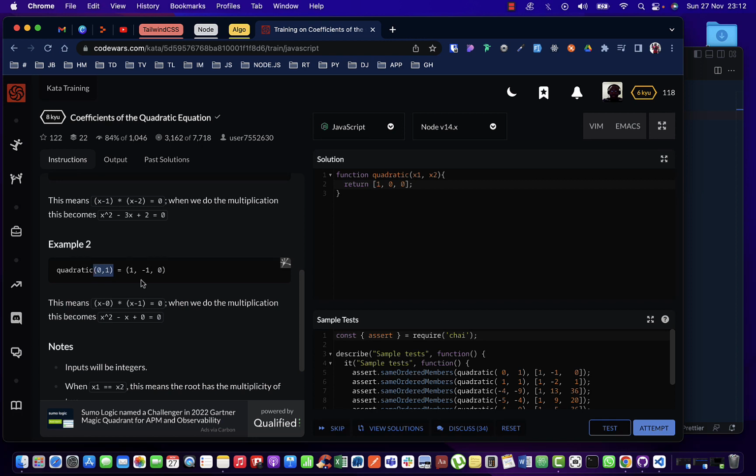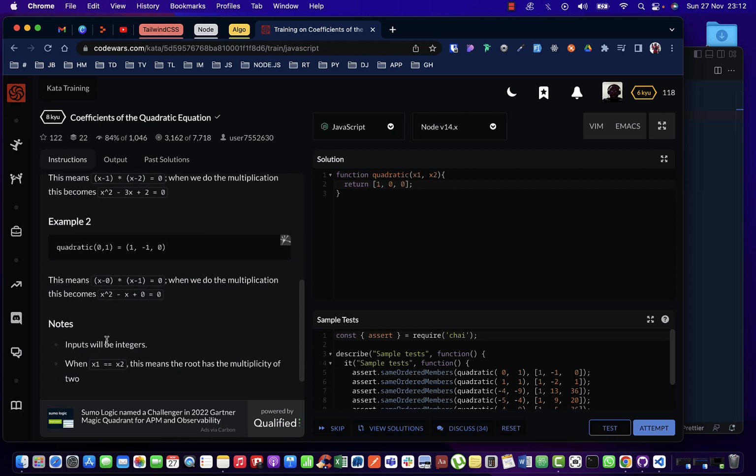So similarly, it's the same thing here. We have these roots, and when you expand it, it gives this coefficient. So this means just this: (x minus 0) times (x minus 1) is equal to 0. When we do the multiplication, this becomes this. So we end up with 1 as the coefficient here, minus 1, which is here, and 0, which is here. So it says notes, inputs will be integers, and when x1 is equivalent to x2, this means the root has a multiplicity of 2.